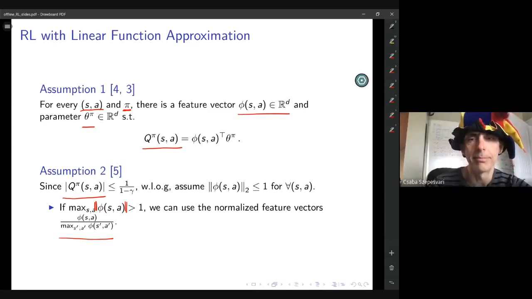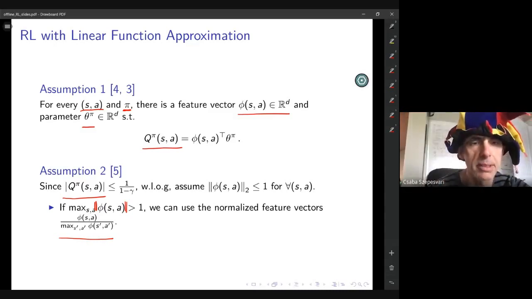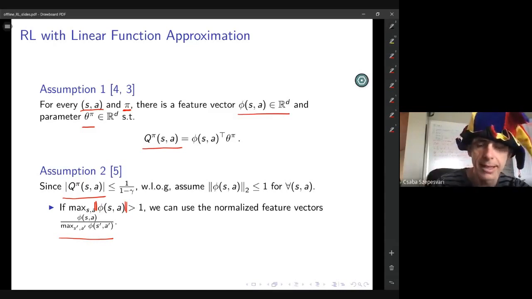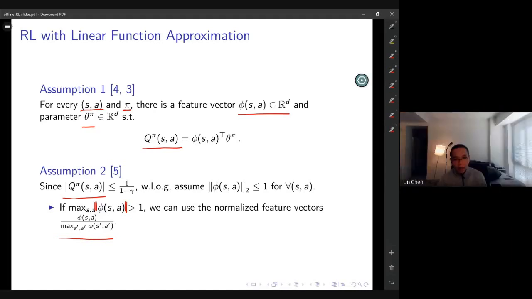Okay, I was just wondering what you mean here by without loss of generality, because this will rescale the parameter vector maybe, and also pre-processing the features this way would involve going through all the state action pairs, which probably you don't want to do in a function approximation context. But maybe this is just a side remark, and I think that there is a way of assuming this without even assuming some pre-processing.